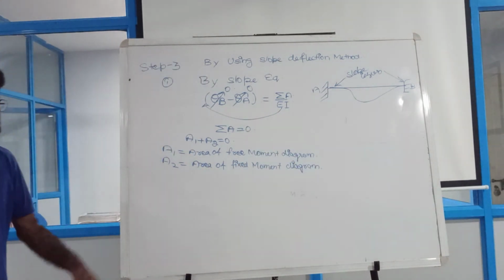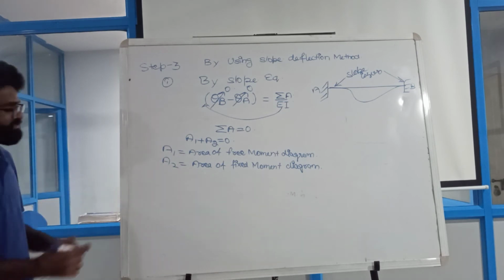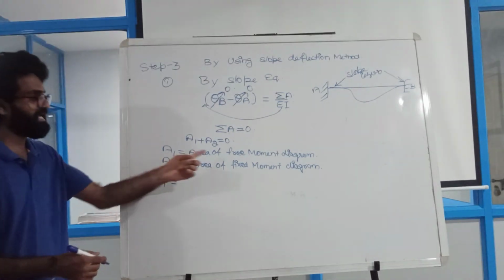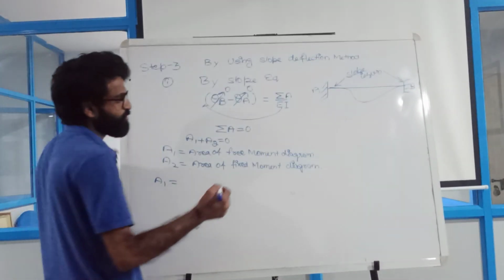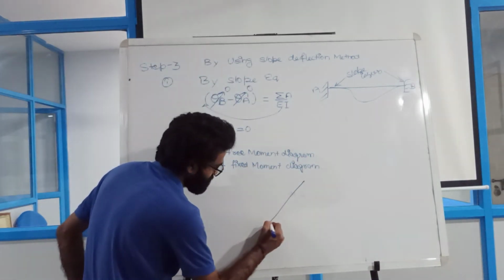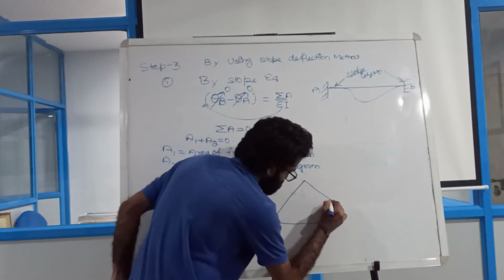Right? So these two I need to calculate now. So let us do it. First I will calculate A1. A1 is the area of the free moment diagram. So what did my free moment diagram come out as? If you check this video correctly, my diagram came out something like this.